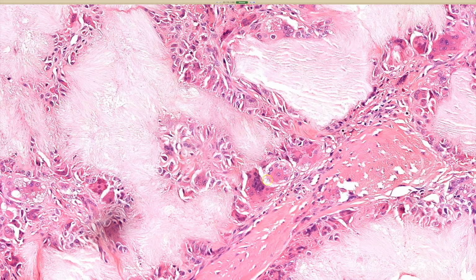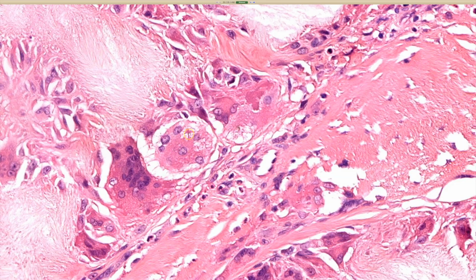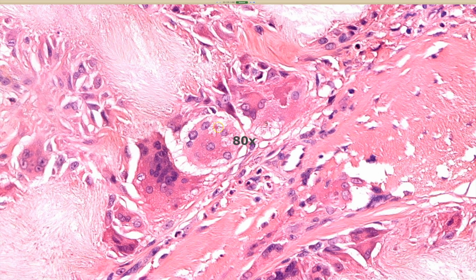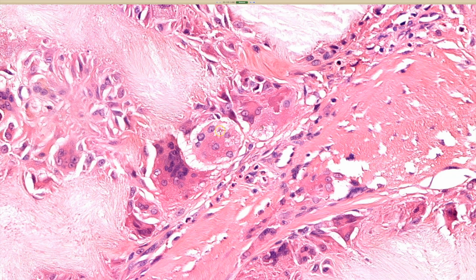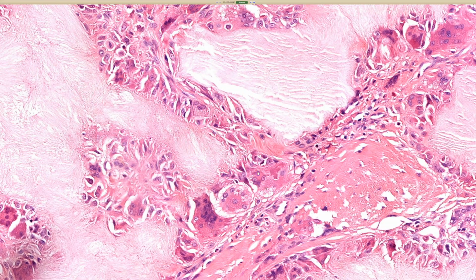Okay, so in any case, let me show you something kind of fun. What's this little structure here? The giant cell, and it's got this spiky little pink thing in the middle of a little vacuole. There's another one here. It's a little bit blurry. That's an asteroid body. And isn't that a buzzword for sarcoidosis?